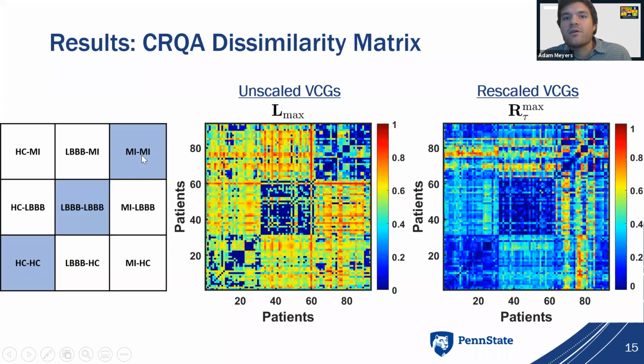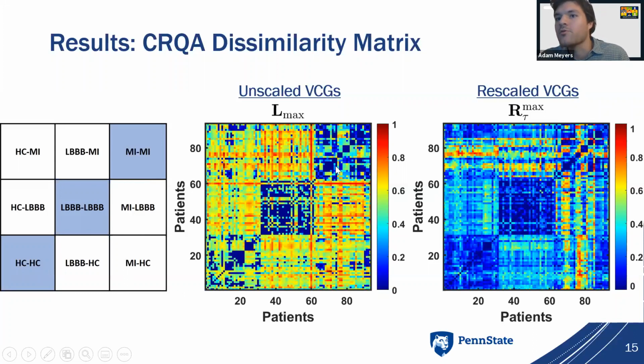To read this, you can look at this block diagram. The main diagonal shows intra-group comparisons, so comparing patients within the same group. The off-diagonal shows comparisons between patients from different groups. And this is symmetric, so you don't need to look at all of it, just one of the off-diagonal upper or lower triangles.